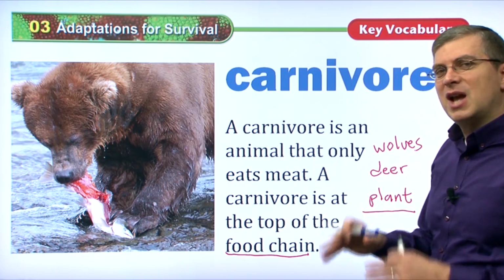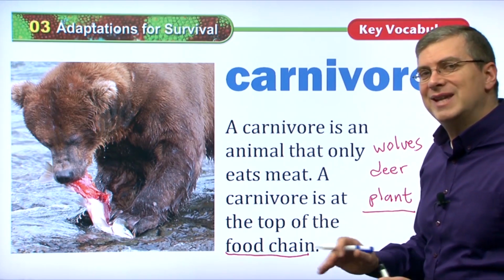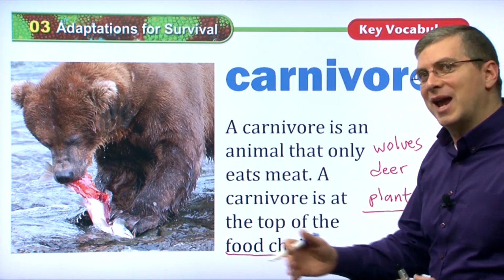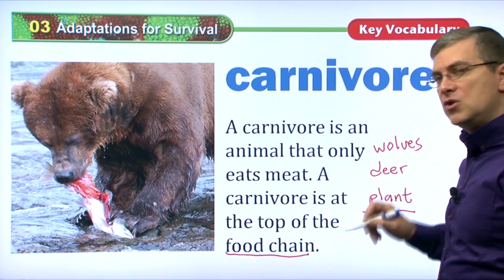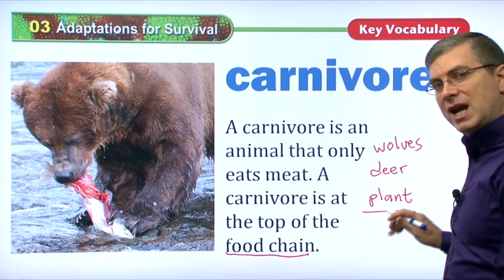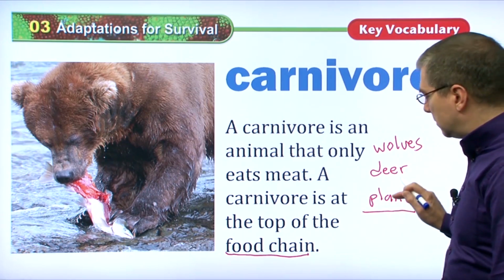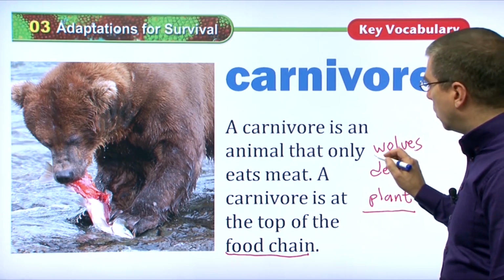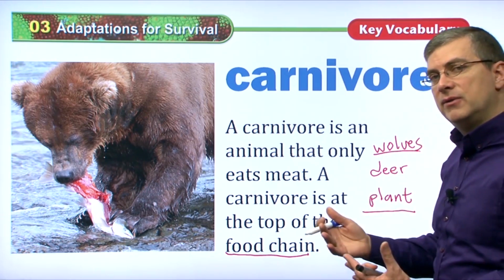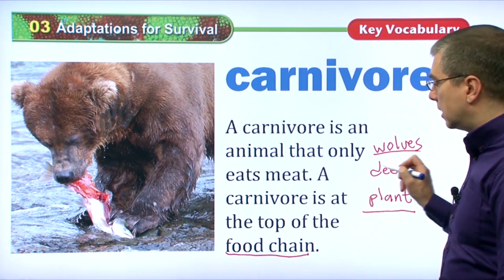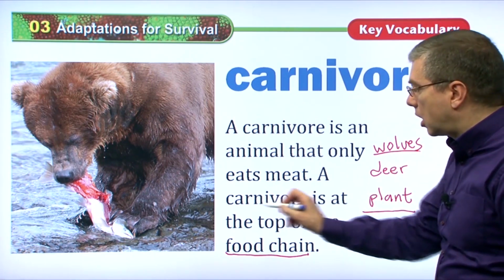But nothing hunts wolves. That would be very dangerous, right? Wolves hunt other animals. So this is a very simple food chain. The bottom of the food chain is plants. Deer eat plants. Wolves eat deer. Wolves are at the top of the food chain. Wolves eat other animals. They are carnivores.